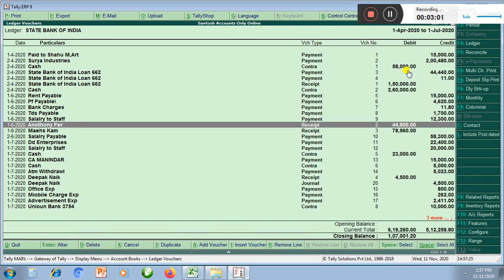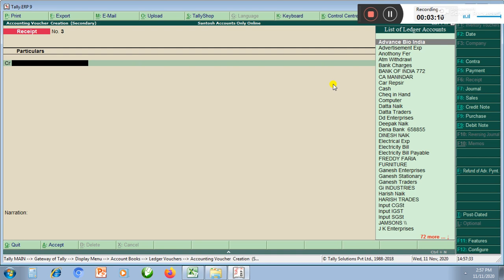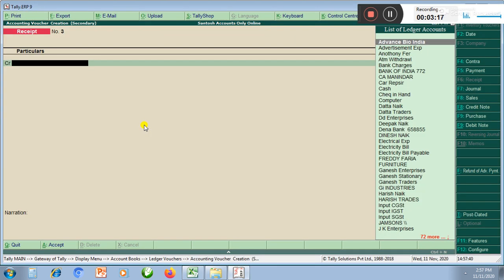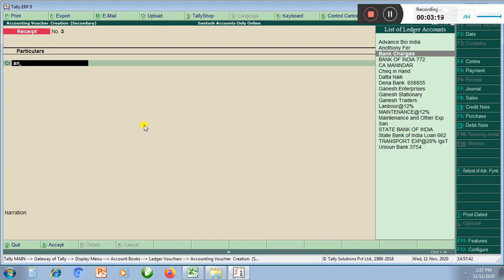Suppose the entry is not there. Press Alt A. It's already there right now, so actually you don't have to pass it. If it is not there, you have to press Alt A, go to the receipt, enter this date, and here Anthony Fernandez.